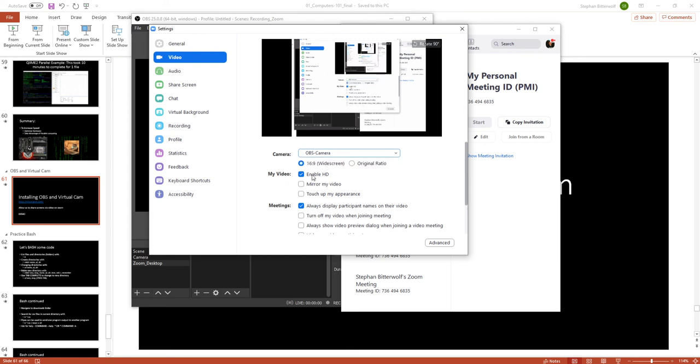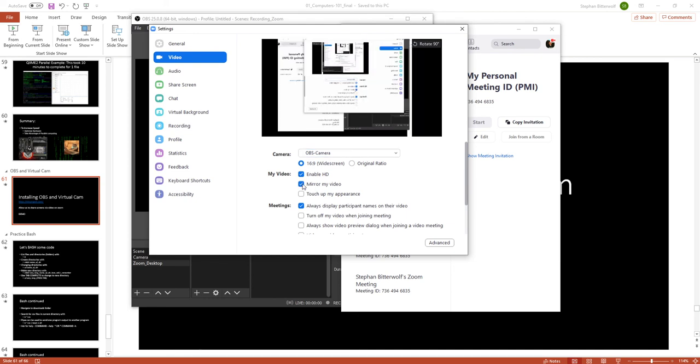And then you'll see other options like enable HD. Sure, go ahead. And it says mirror my video. I would just leave that off because that means whatever OBS is outputting, it's not going to get flipped and all the text won't be upside down. So for example, when I press this, everything's flipped on my screen and nobody's going to be able to read that.